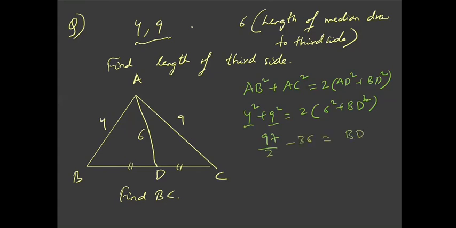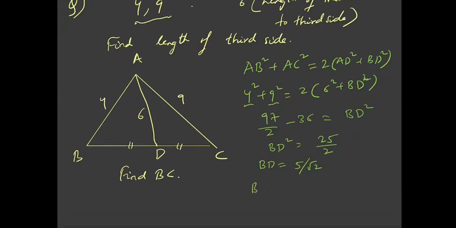So then BD square is 97 minus 72 over 2, which is 25 over 2. So this implies that BD is nothing but 5 over square root of 2. So BC is 5 times square root of 2. Okay, so this is the correct answer. So I think all of you have got different answers. So just copy this, then we'll proceed further.